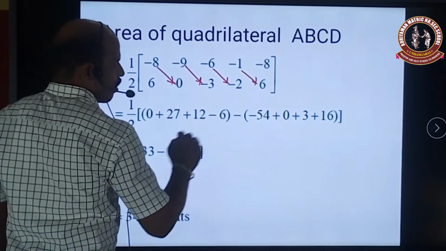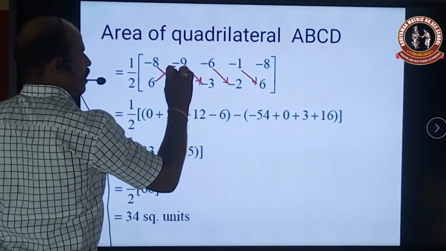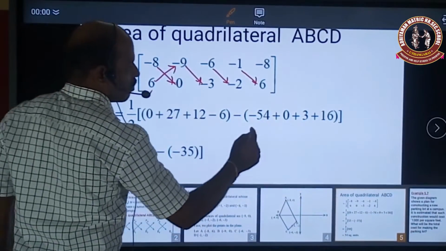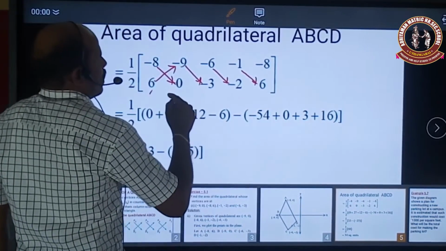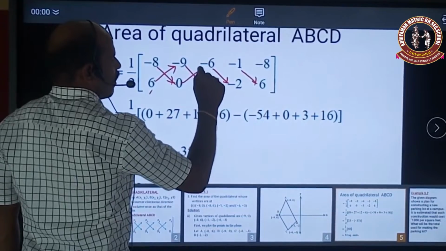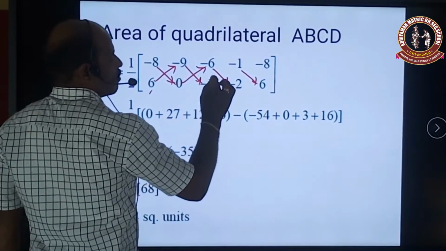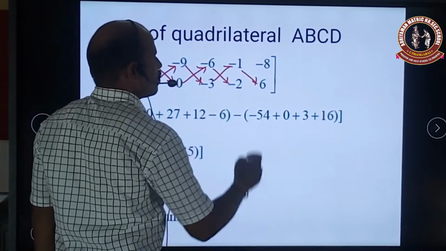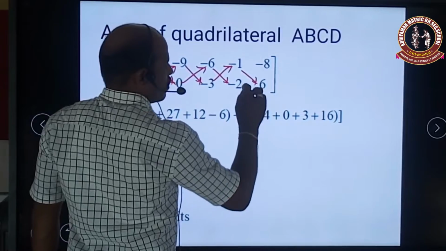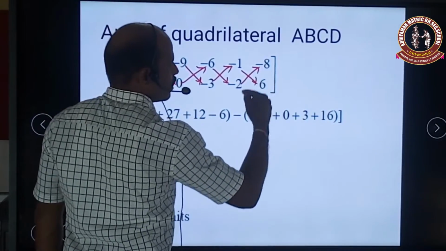Next, minus of the upside arrow: 6 into minus 9, plus into minus equals minus, 6 into 9, 54. Next, 0 into minus 6 equals 0. Next, minus 3 into minus 1, minus into minus is plus, 1 into 3, 3. Next, minus 2 into minus 8, minus into minus is plus, 8 into 2, 16.